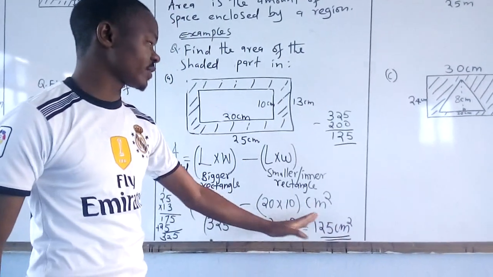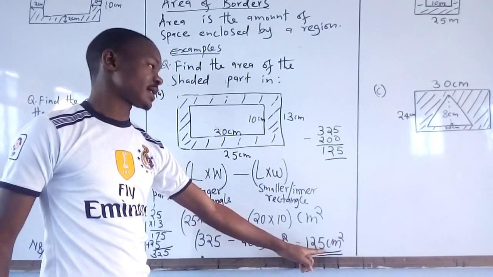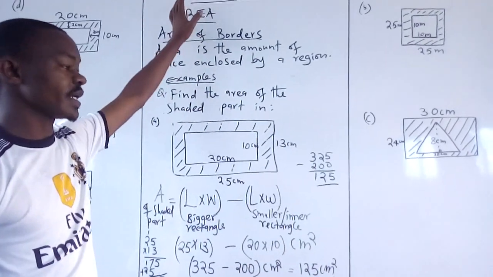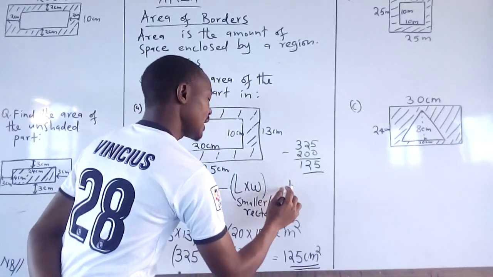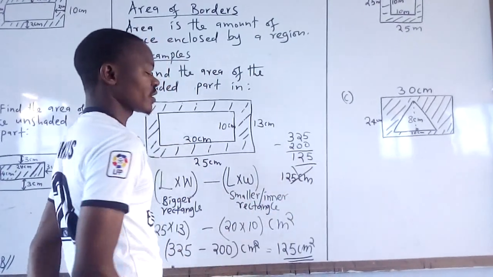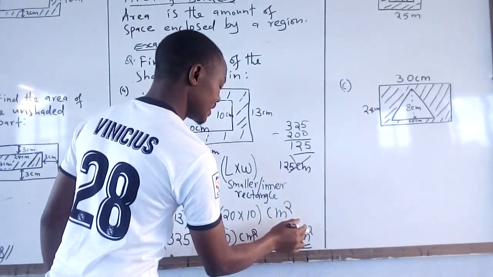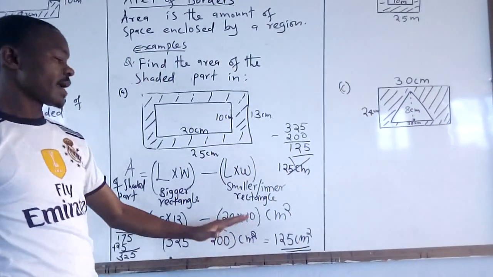If it is centimeters like this one, for this case, it will be square centimeters. That is when we shall be talking about an area. If you write 125 centimeters, this one is not area, this is wrong, because I've said area is measured in square units, which is this one. This small 2 is what tells you that this is area.